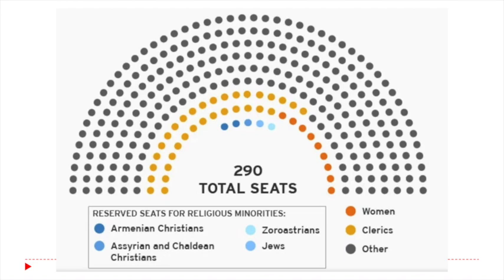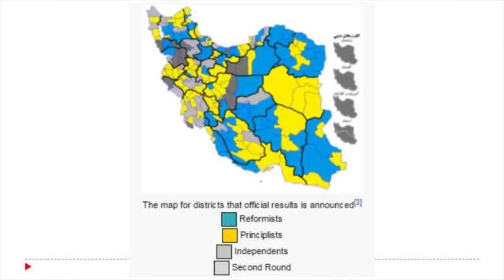Here you can see the Majles makeup. You can see there's women in the Majles. You can see there's clerics in the Majles. You can see there's a lot of non-clerics. And you can see the 5 reserved seats for the religious minorities.